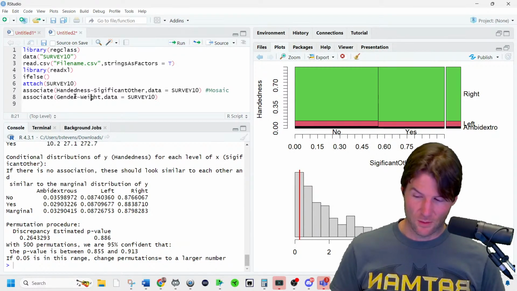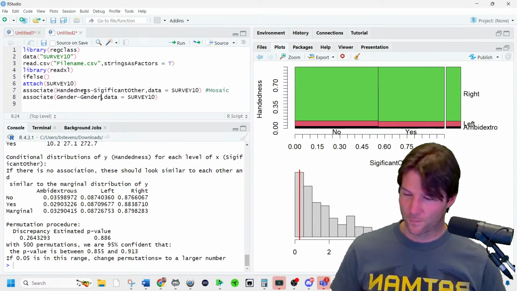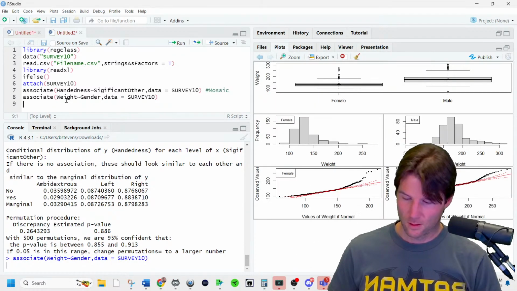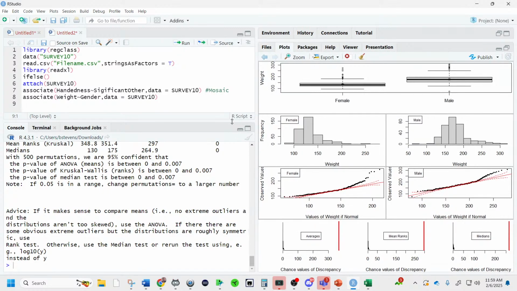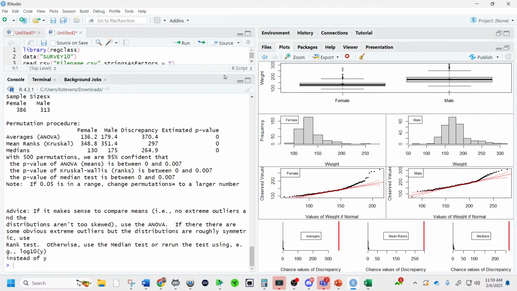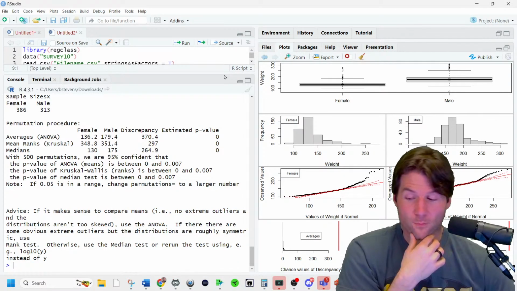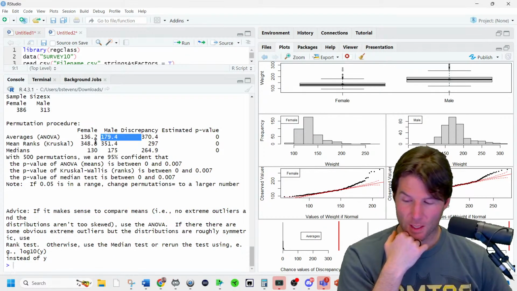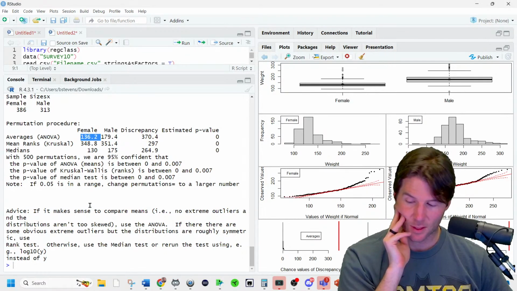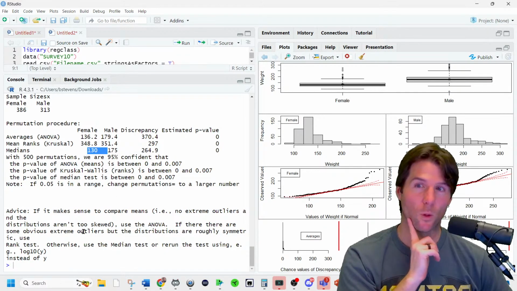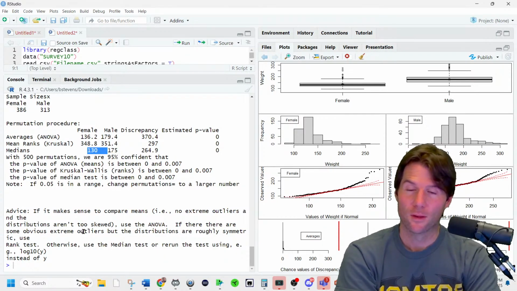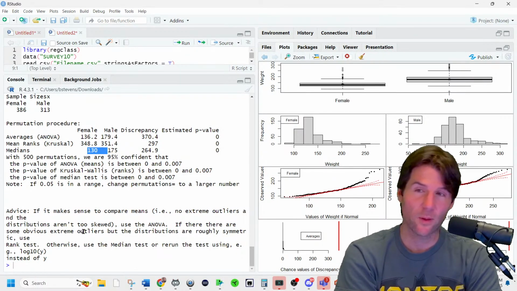So with this, if you simply switch this right here and go to gender and weight, do you think these differences are likely by random chance or unlikely by random chance? You can see it. The average male weighs 180. The average female weighs 136. And the median male, which means 50% of males weigh this or less, the 50th percentile, is 175. The 50th percentile female weight is 130. Do those look like differences that are likely by random chance or not?